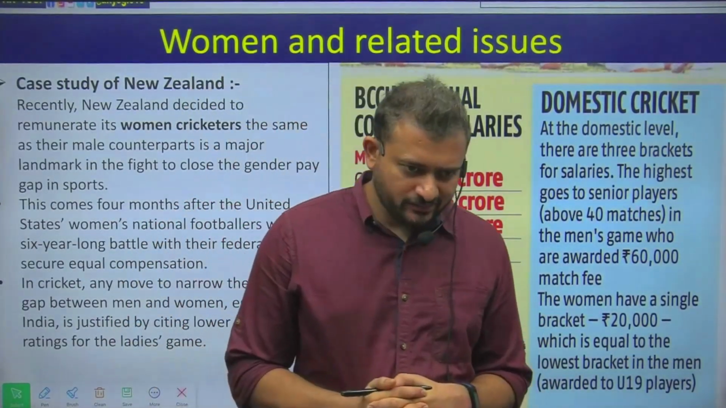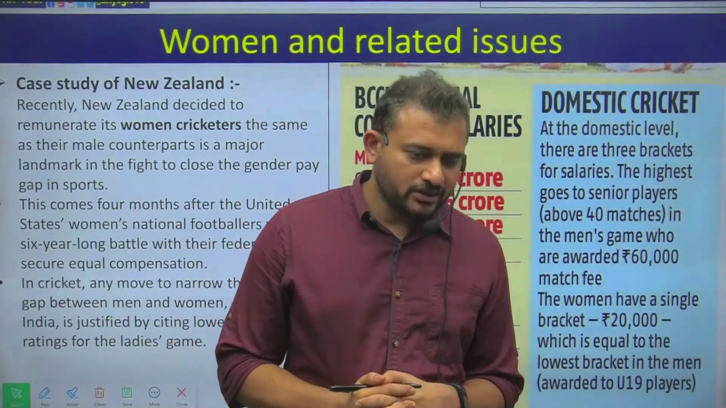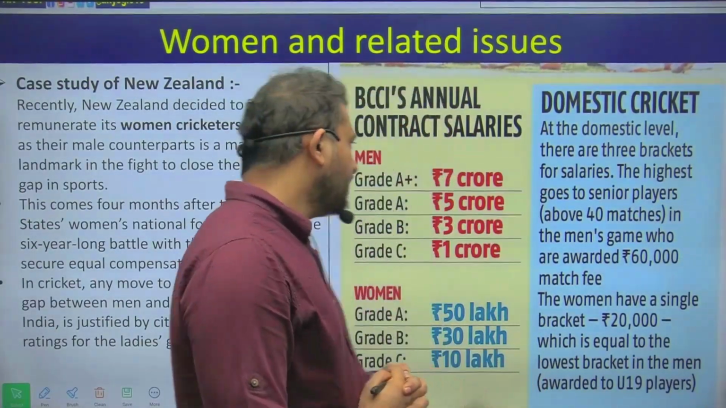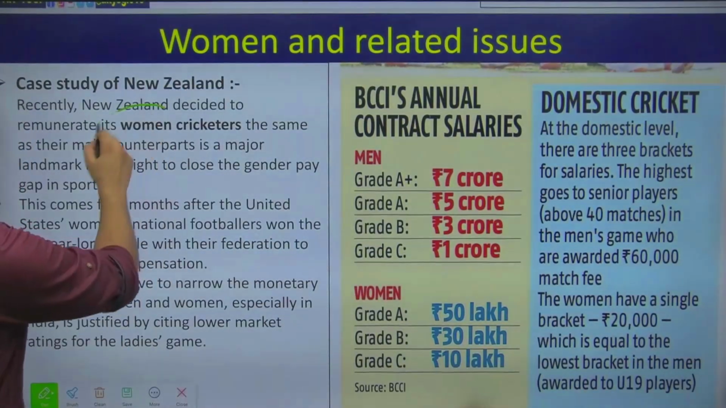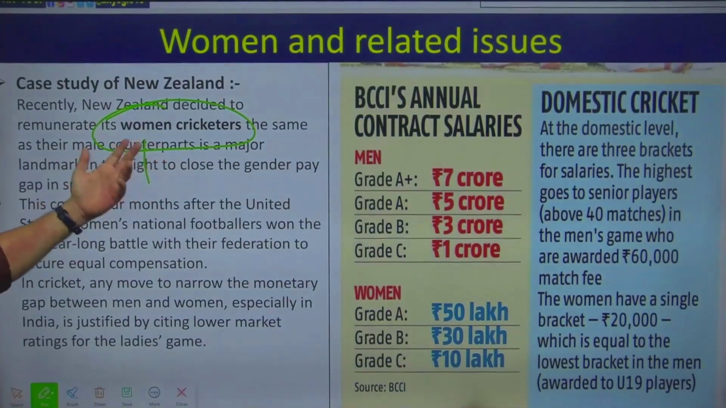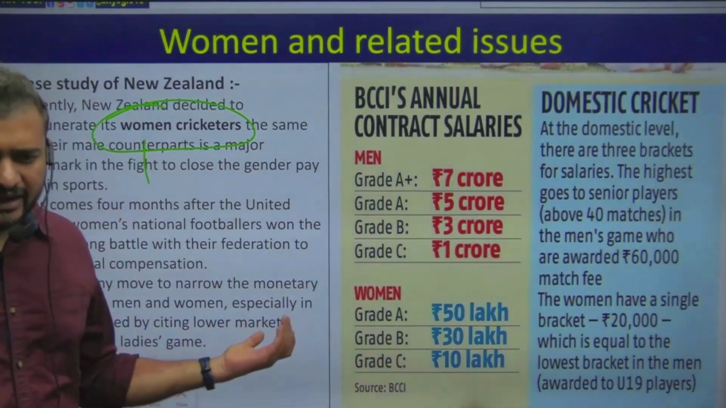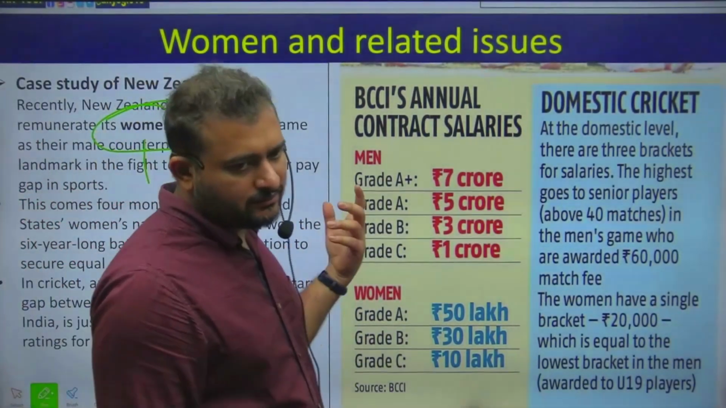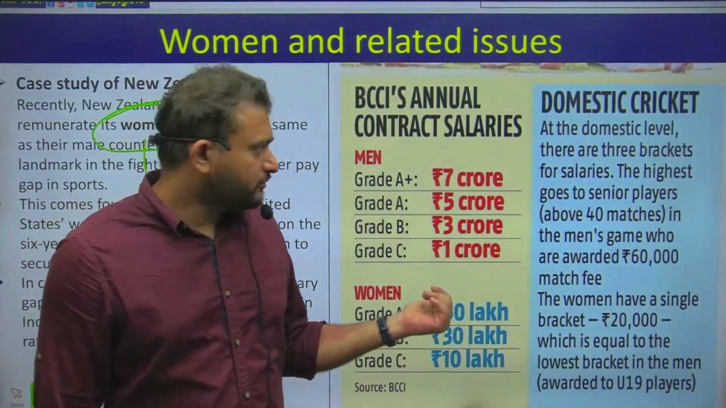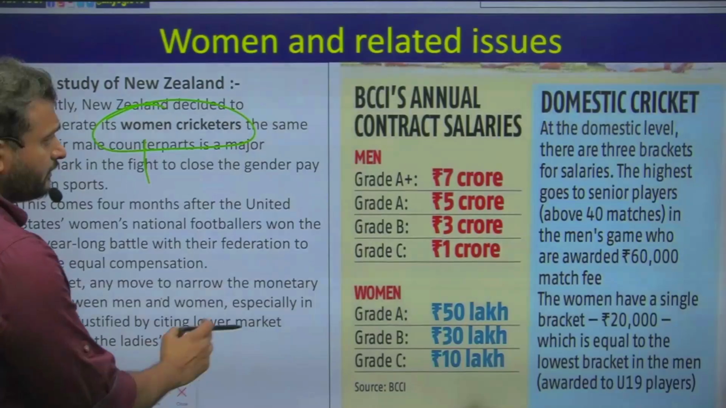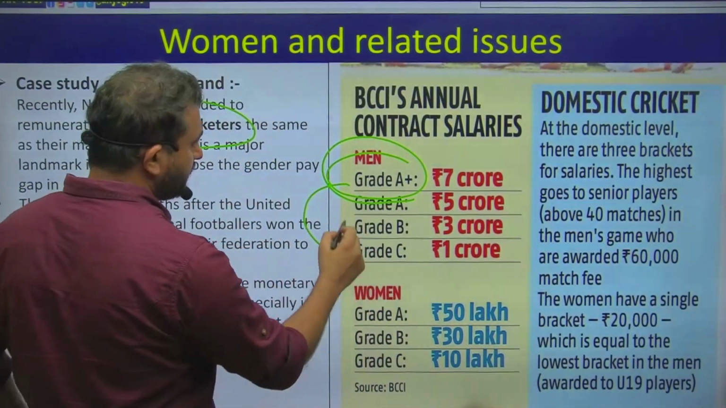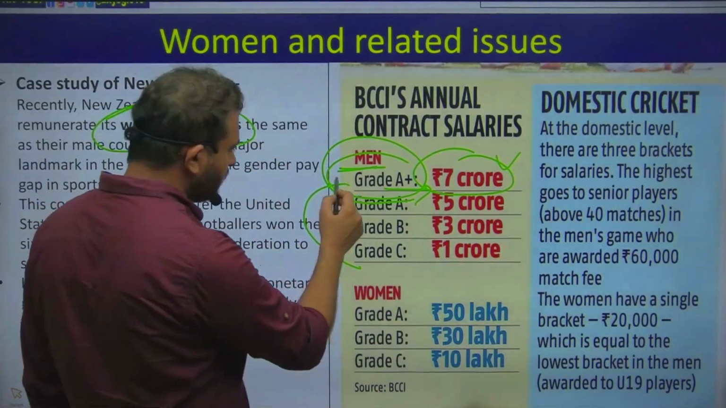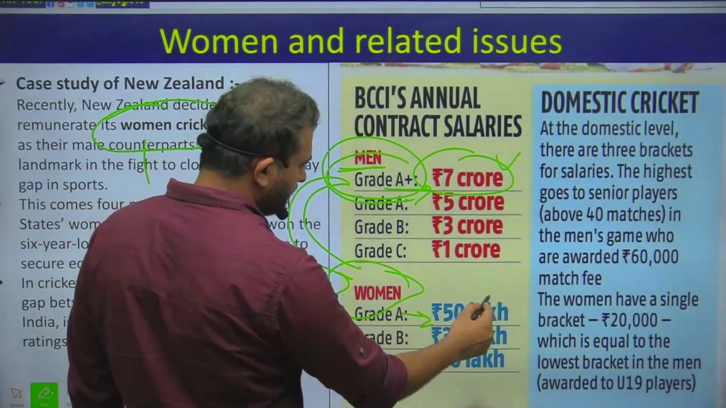In New Zealand there is a case where they tried to apply that doctrine, that females should definitely have equal payment. They applied it firstly in sports, in women's cricket, where they made equal salary for male cricketers as well as female cricketers. If we notice in India, there is a huge gap between the salaries of male and female sportspersons. In India, men in grade A plus are getting 7 crore per annum, but their women counterparts in grade A are only getting 50 lakhs.